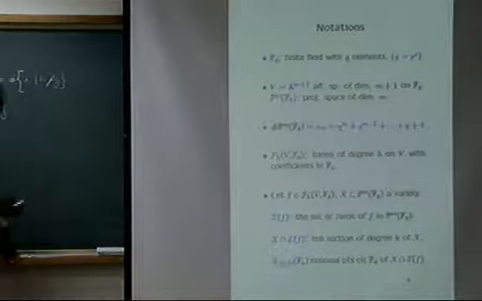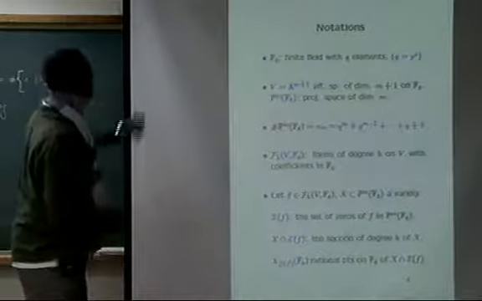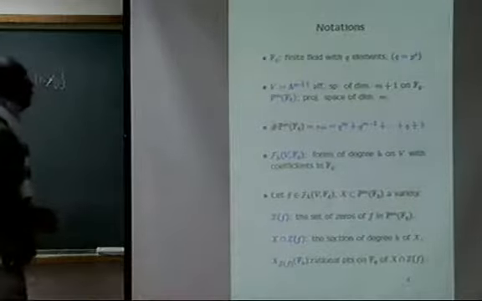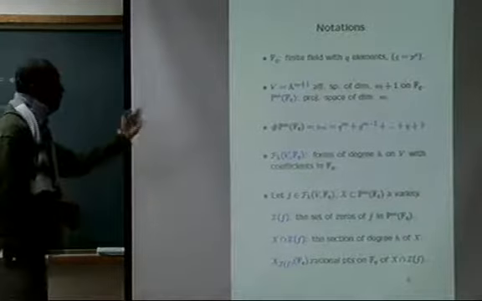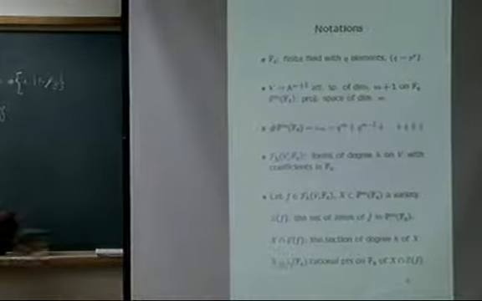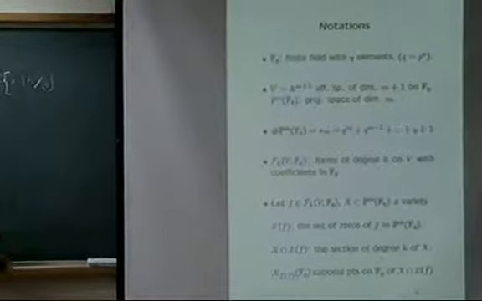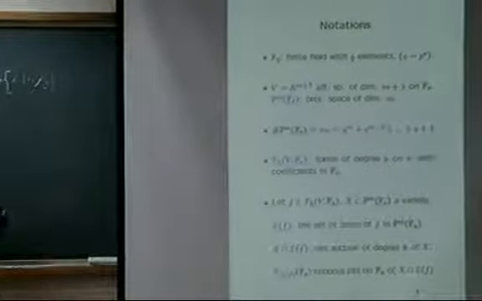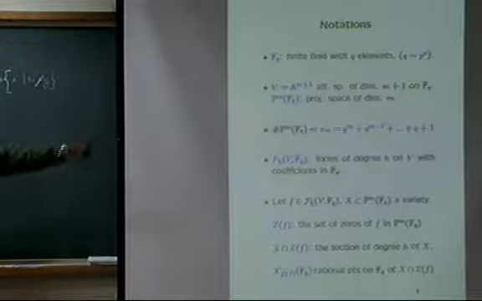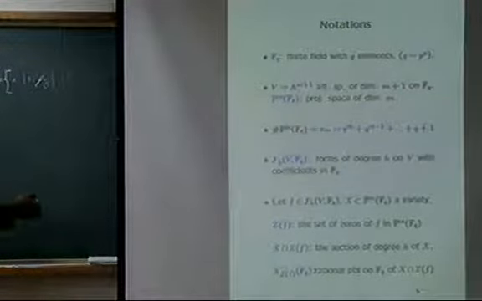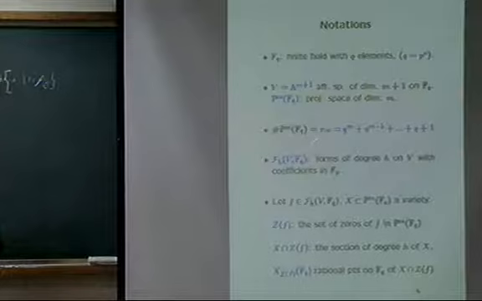First, what we should know. F_q is the finite field with q elements, and V is the affine space of n plus 1 dimensions, and P^n is the corresponding projective space. The number of points of this projective space is this, p_n. This is the expression of p_n.